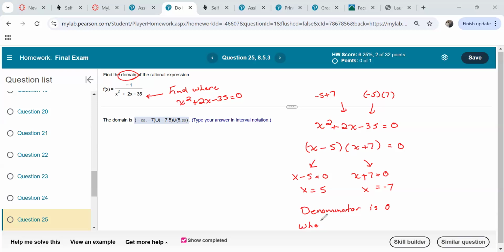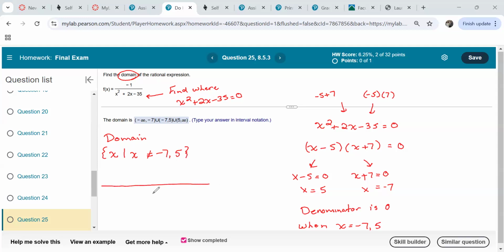This happens when x is either negative 7 or 5. So those need to be removed from the domain. So my domain is x values, just as long as x is anything but negative 7 or 5.